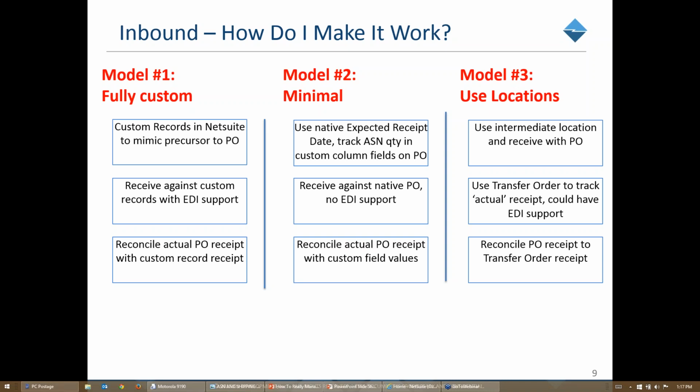And then the third model is using locations where you take a normal purchase order, you receive it in an ASN location, and then you use transfer orders to do the final true receipt of it in your warehouse. So you break apart your locations to mimic the fact that an ASN occurred. Of course, that has some financial drawbacks because you are technically taking on inventory before it arrives or before you ship, it's gone. So those are things to think about with each of the models.